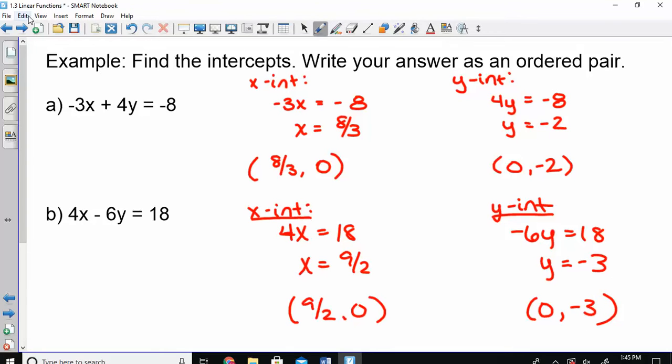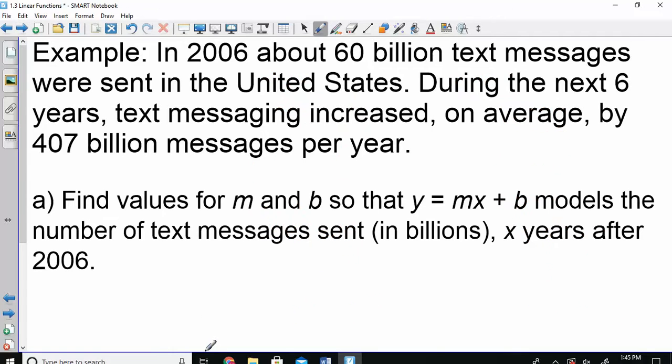Okay. Last thing, I want to do a couple of word problems. In 2006, about 60 billion text messages were sent in the United States. During the next 6 years, text messaging increased, on average, by 407 billion messages per year. So, part A. Find the values for m and b so that y equals mx plus b models the number of text messages sent in billions x years after 2006.